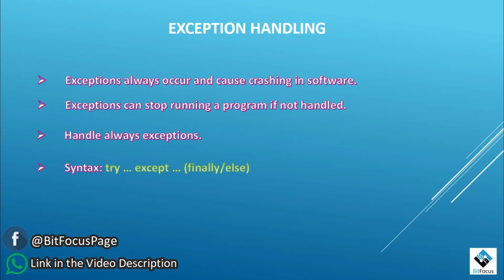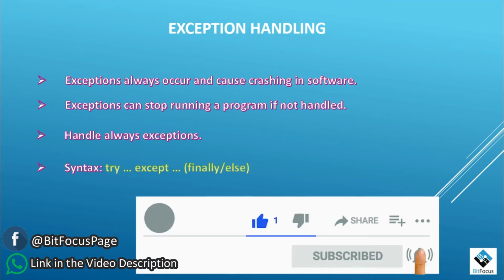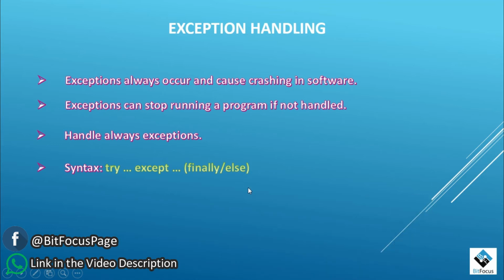So how to handle exceptions? It is very easy. The syntax is try except. Or if you have coded in other programming languages like Java, C++, C Sharp, you may have seen try catch used there. But in Python we have try except. Please try to remember it. Try except. And finally, or else is also used, but they are optional. We will also talk about them later in examples.